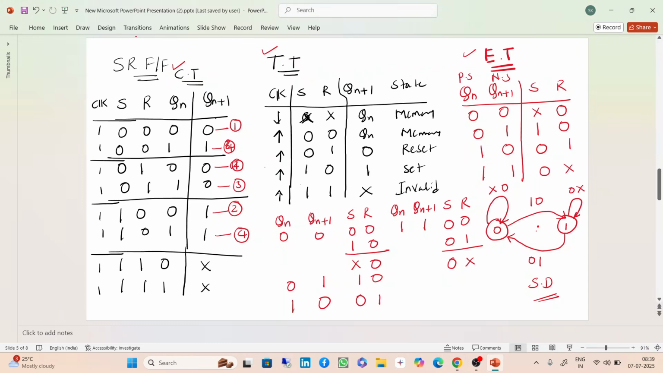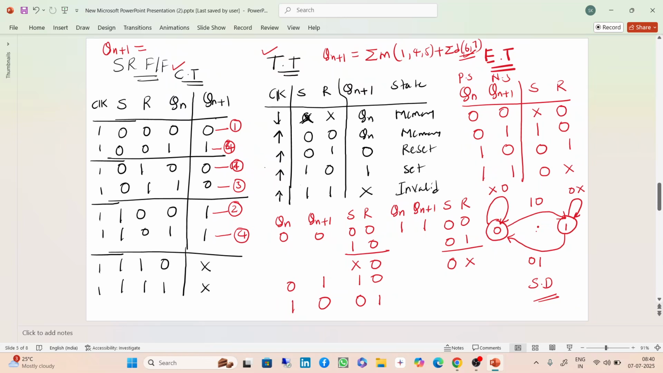Truth table also I can draw, and the characteristic equation also I can draw. The characteristic equation is Qn plus 1 equal to summation of m, wherever the ones are: 1, 4, 5, and don't cares are 6, 7. Draw the K map and get the expression.